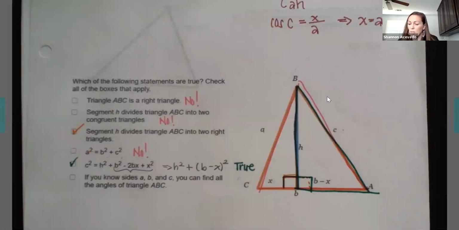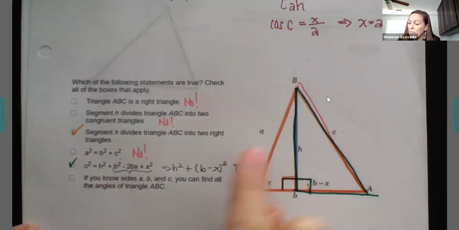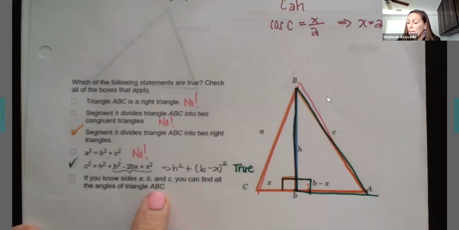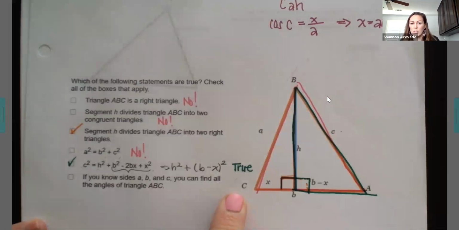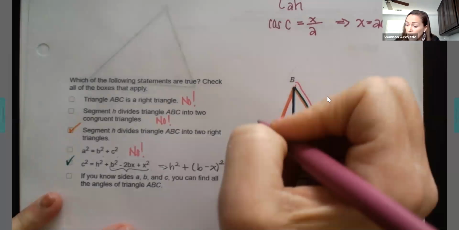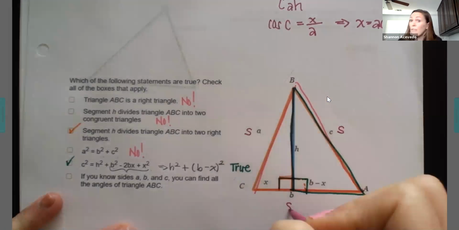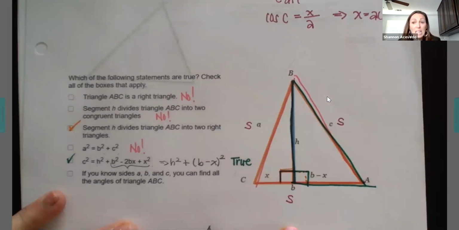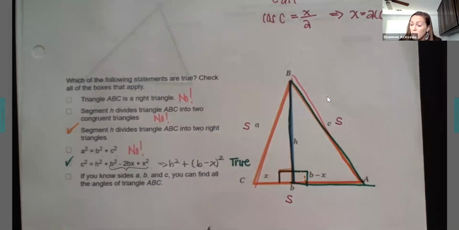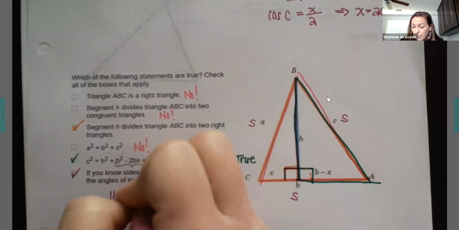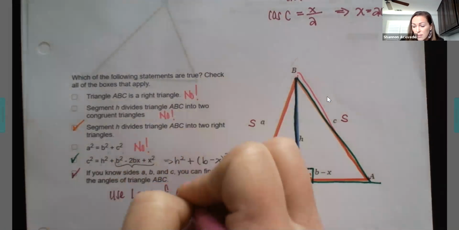And my last one, if you know sides A, B, and C, you can find all the angles in triangle ABC. So some of you guys are like, well, no, because if I don't know any of the angles, how can I find some? But remember, if I know my side, my side, and my side, even though it's not a right triangle, so remember, not a right triangle, but I know all three sides, then I can find any angle. This SSS is when we would use our law of cosines.